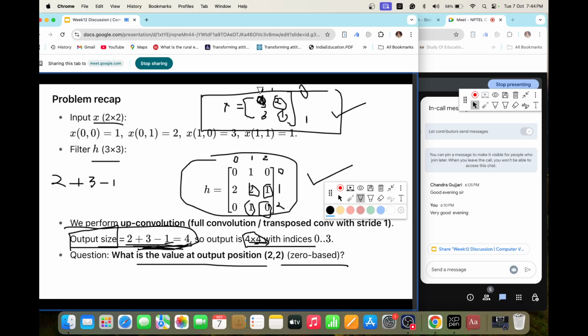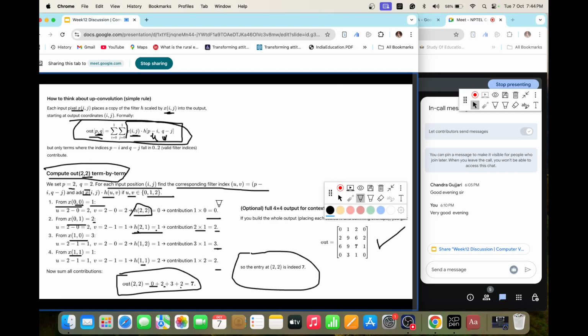This is 1. So x0 comma 0 is 1. And what is h2 comma 2? h2 comma 2 is 0. So 0 into 1 into 0. 1 into 0 is nothing but 0. So that has been the contribution of this index.